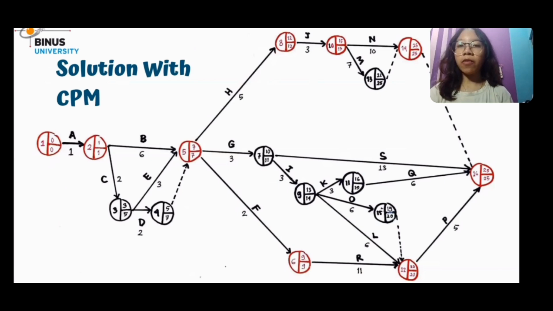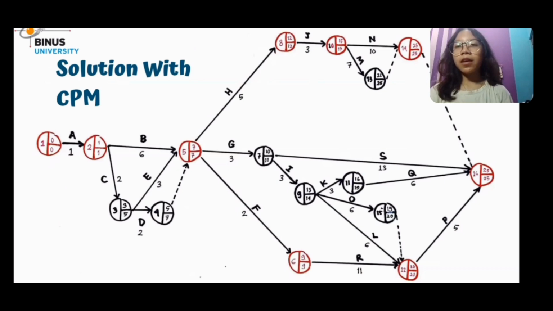And to find number 5, we have to compare F, G, H and take the smallest one. 8 minus 2 equals 7. 11 minus 3 equals 8. 12 minus 5 equals 7, then we get 7. Number 4, because it is a dummy, then 7. Number 3, we get 7 minus 2 equals 5. 7 minus 3 equals 4, then it is 4.